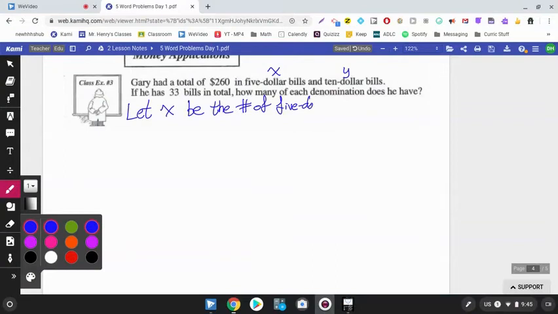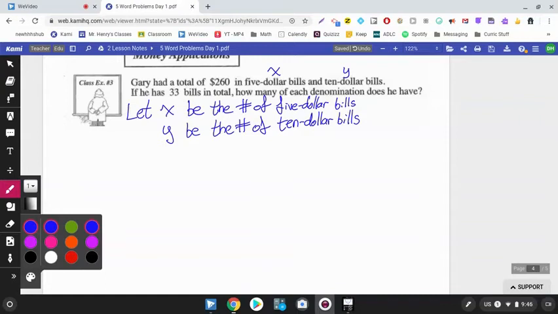So it's how many does he have? One $5 bill, two $5 bills, three $5 bills, whatever. And then Y would be the same thing, but for the $10 bill, the number of $10 bills. So maybe he has 7 $10 bills, which would be $70. Or he has 12 $10 bills, which would be $120.